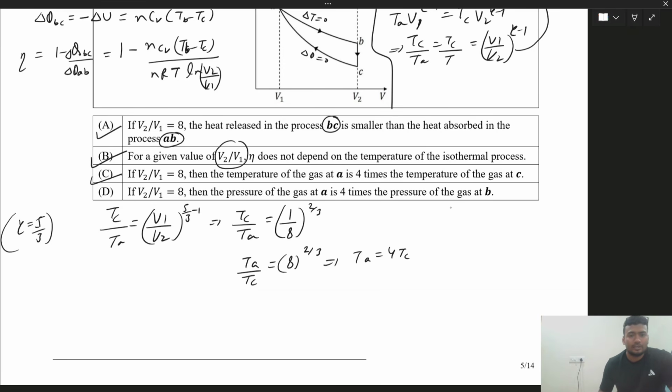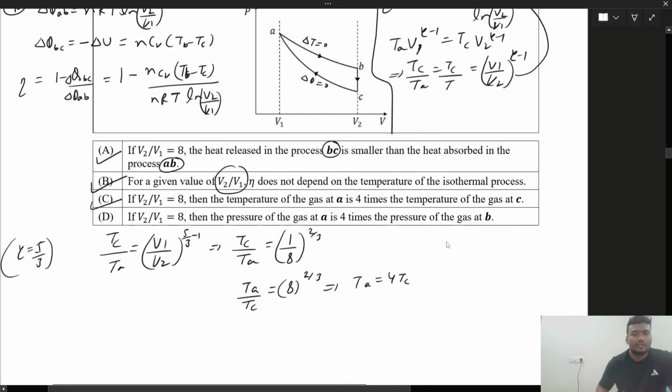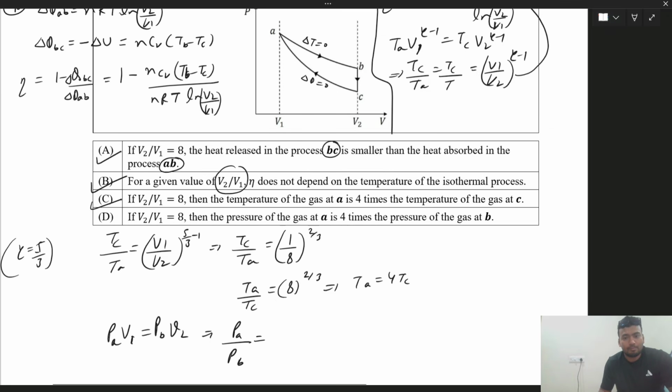D, how to verify? So A and B points are isothermal, so you can write Pa V1 equals Pb V2. Now from here Pa by Pb is V2 by V1. V2 by V1 is 8. It is 8 times, not 4 times. So this is wrong. So A, B, C are correct options.